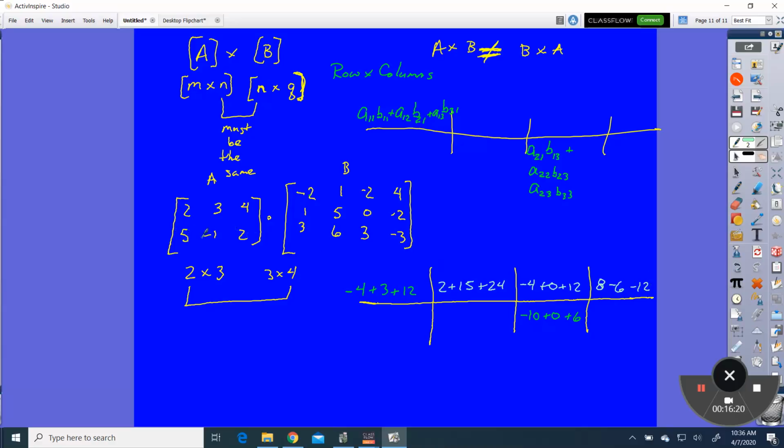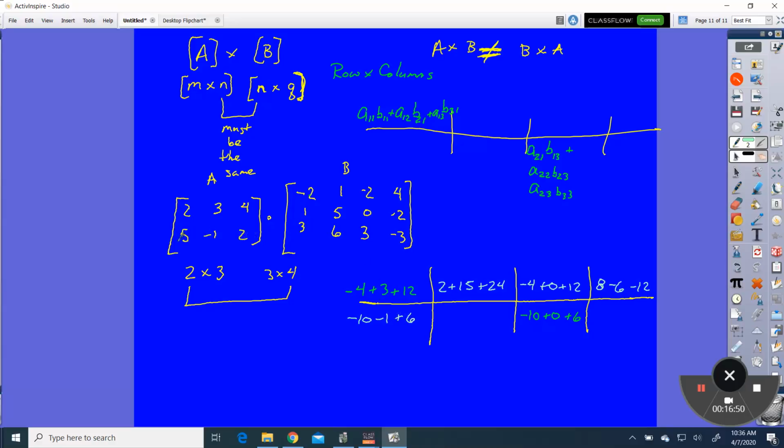Now the second row. First one in the second row, first one in the first column. So 5 times negative 2 is negative 10. Second in the second row, second in the first column. It's easier to do than try to say. You guys ought to try to say this out loud. So second one in the row, second one in the column. Negative 1 times 1 is negative 1. Third in the row, third in the column. 2 times 3 is 6.